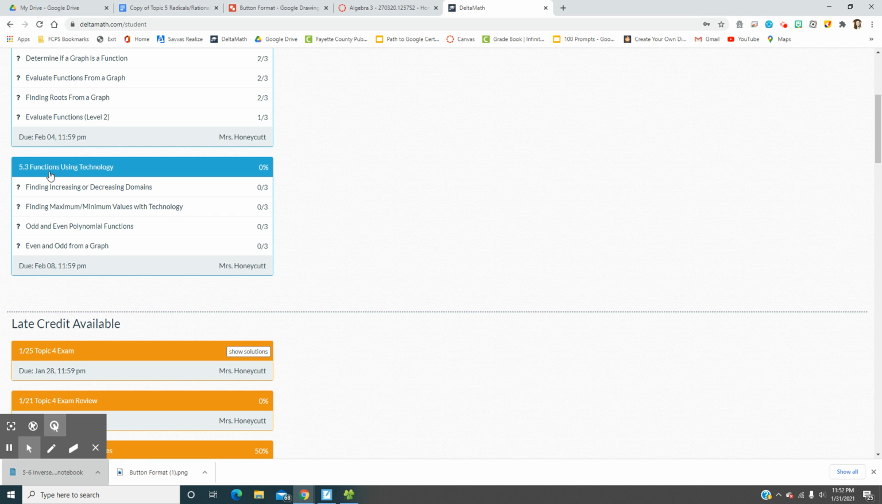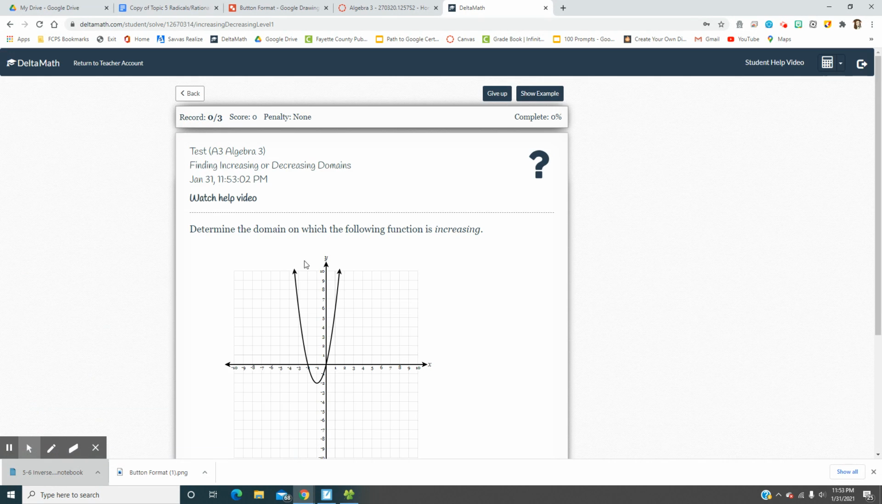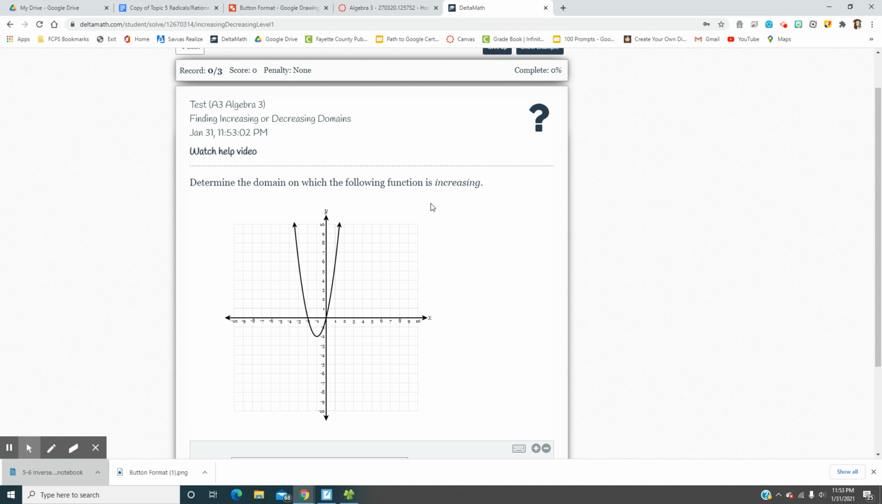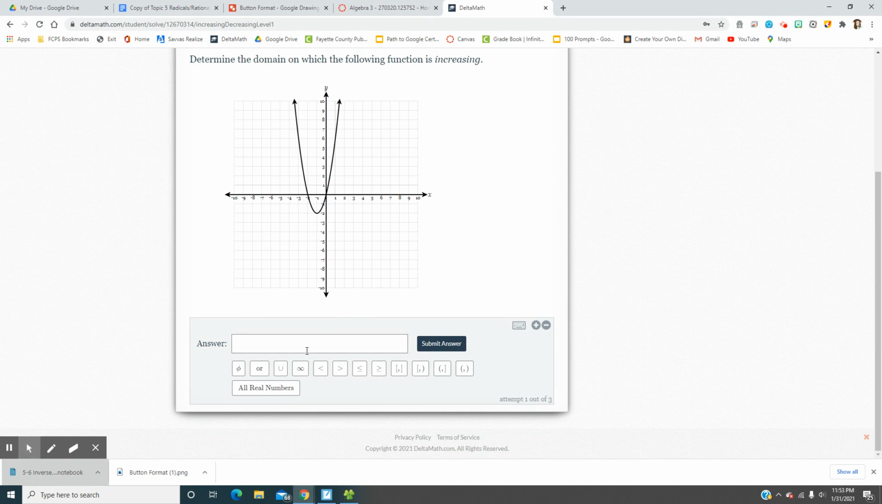Today we're going to be looking at functions, their characteristics, and we're also going to use some technology as we do these. So we'll be finding increasing and decreasing domains first. Okay, so first of all, you have some questions about increasing and decreasing intervals, and you'll notice you can either type them in as intervals or as inequalities.